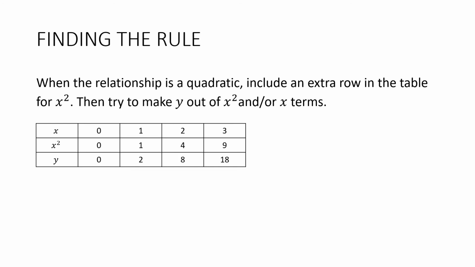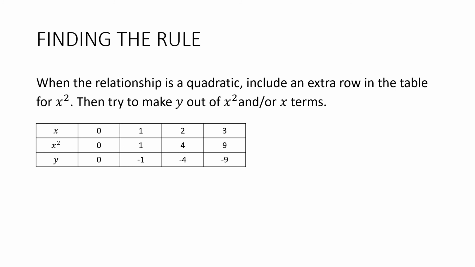How about this one? So I've got 0, 1, 4, 9. Here I've got 0, 2, 8, 18. What's happened? How have I got from the x squared to the y? This one's easy, isn't it? I've just doubled it. So y is equal to 2 lots of x squared.